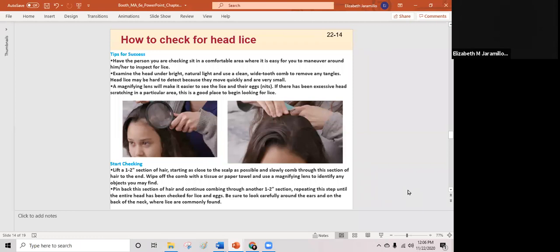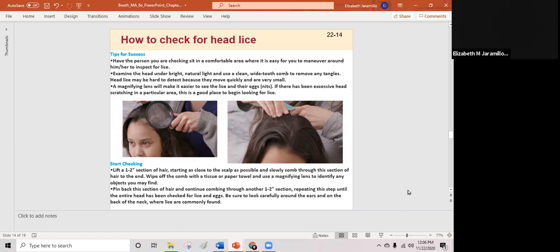If there's been any excessive head scratching in a particular area, this is usually a good place to begin. Usually, it's been said, near the warm parts of the head. So usually where the head meets the neck, right? That's really warm right there. Back behind the ears is usually really warm right there. Your temporal membrane runs right through in there, and so it's really warm. And because they're hungry and they're looking for blood to eat, a sustainable source of nutrition for them, they are going to latch on usually in those areas really heavily. Okay. That's just a trick I heard.